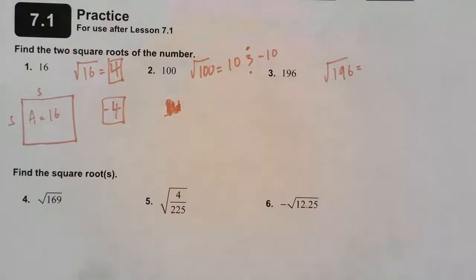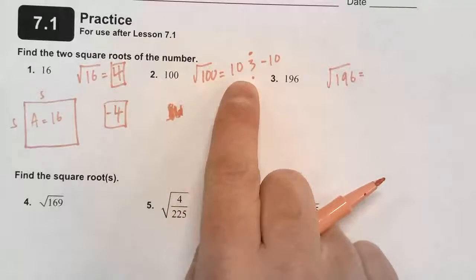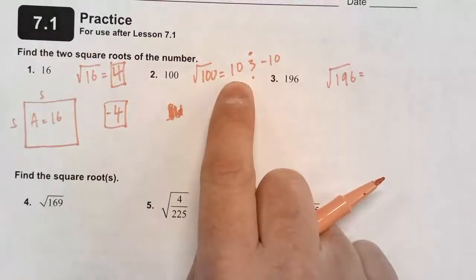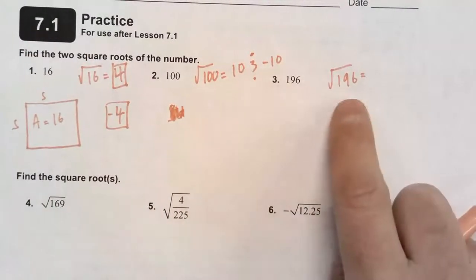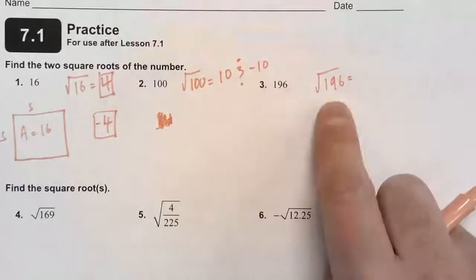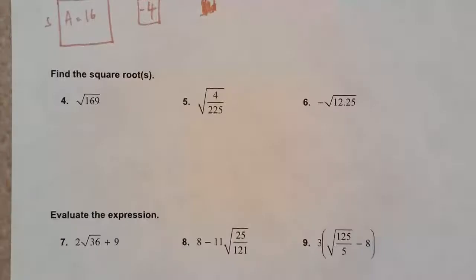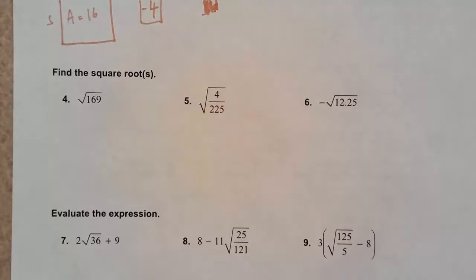All right, and number 2, the square root of 100, the two square roots are positive 10 and negative 10. The square root of 196 is, well, I'll let you go ahead and figure out what times itself gives you 196. Okay, same game down here. You should pause the video at this point and do number 4.